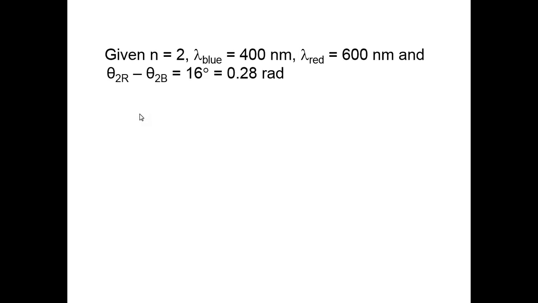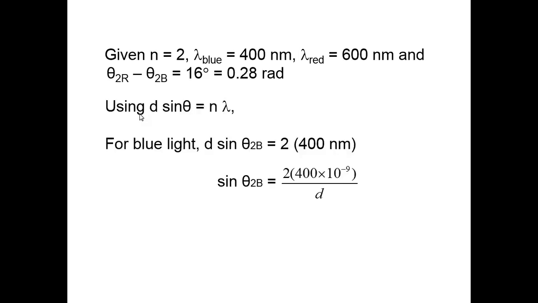So this is what is given. n equals 2, wavelength for blue, wavelength for red, as well as the angle between the second order red and second order blue is 16 degrees. For the angle here, we convert it to a radian because we'll be using small angle approximation. The only equation that we have for diffraction grating is d sine theta equals m lambda. For blue light, we have sine theta 2b equal to 2 times the wavelength of the blue light over d, where d is unknown. We need to find d in order to find out the number of lines.